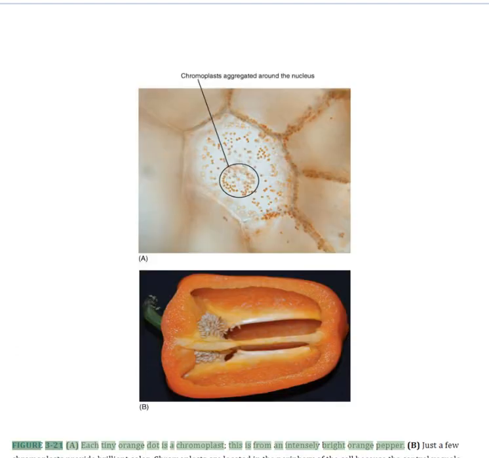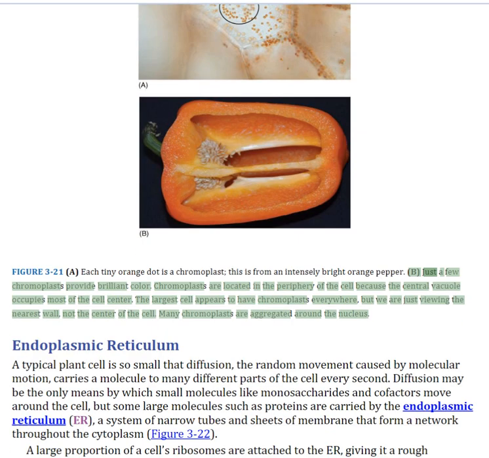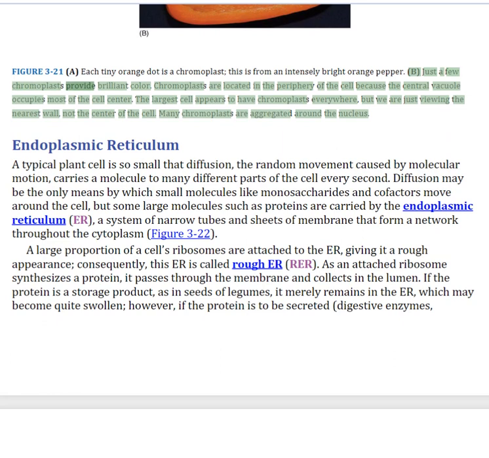Figure 3.21. Each tiny orange dot is a chromoplast. This is from an intensely bright orange pepper. Just a few chromoplasts provide brilliant color. Chromoplasts are located in the periphery of the cell because the central vacuole occupies most of the cell center. The largest cell appears to have chromoplasts everywhere, but we are just viewing the nearest wall, not the center of the cell. Many chromoplasts are aggregated around the nucleus.